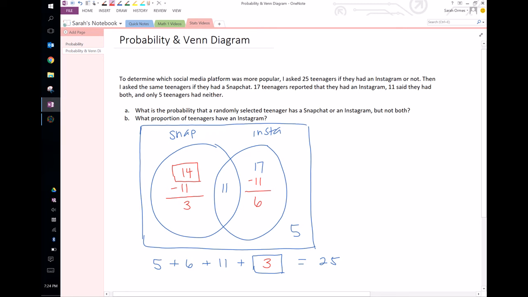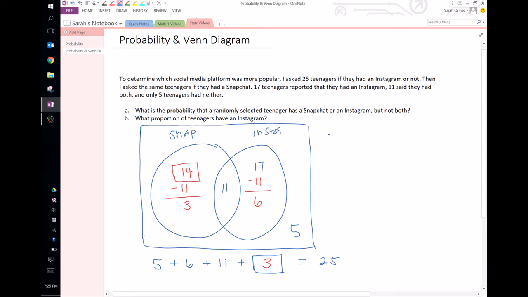So Venn diagrams are a little bit tricky because sometimes you have to work backwards. But let's double check. I think we got them all. So we have 5 people outside, 6 in there, 11 in there, and 3 more. Yep, we're good. We got everybody. Okay, we're ready for problems.